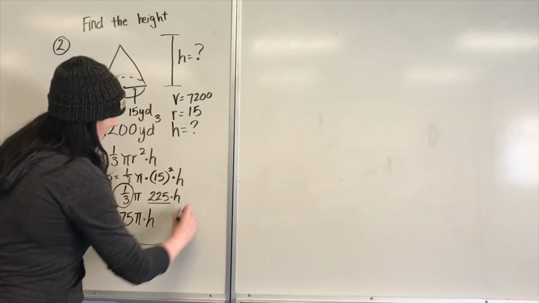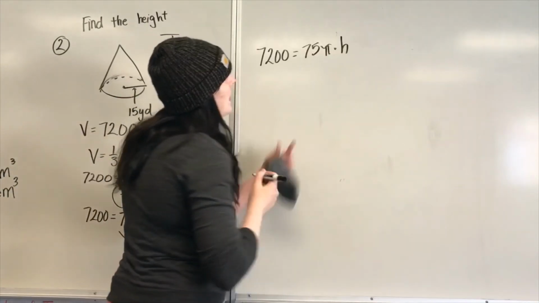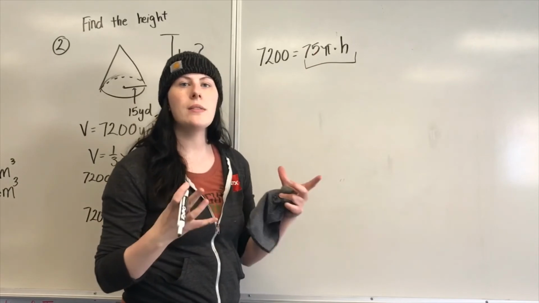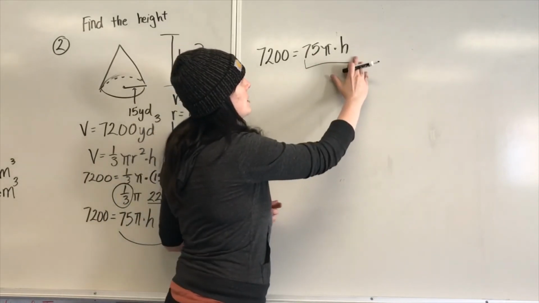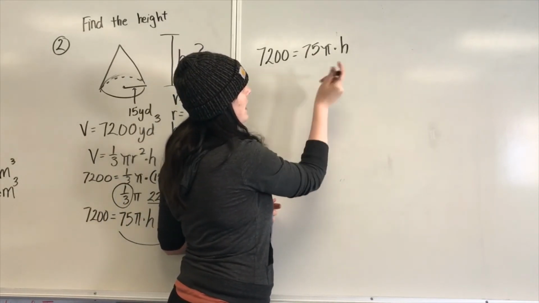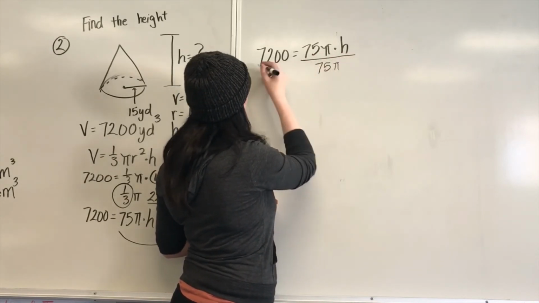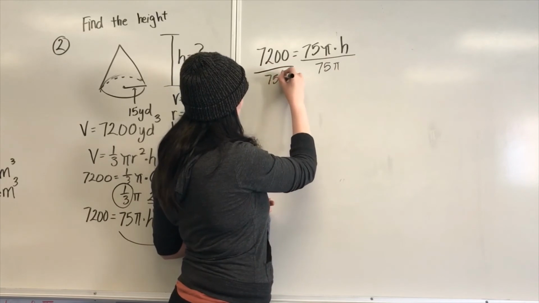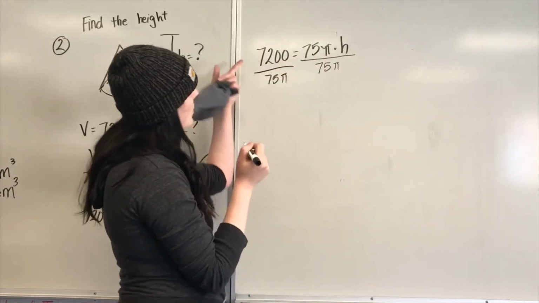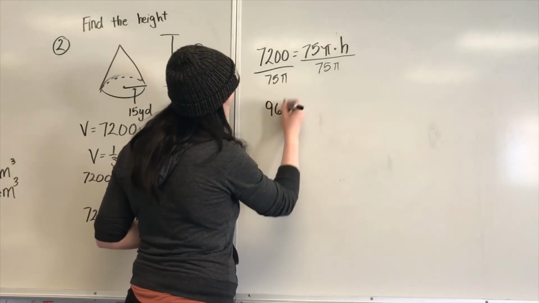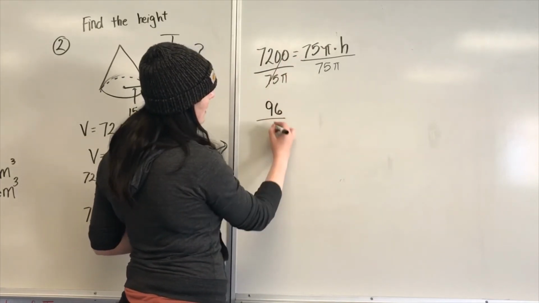So I'm going to go ahead and rewrite this up here for you. Now, all of this is being multiplied together, so because of that, we can use that rule where we just divide by everything out in front of h to get h by itself. 75 goes into 7,200 96 times. We're left with this pi in the bottom.